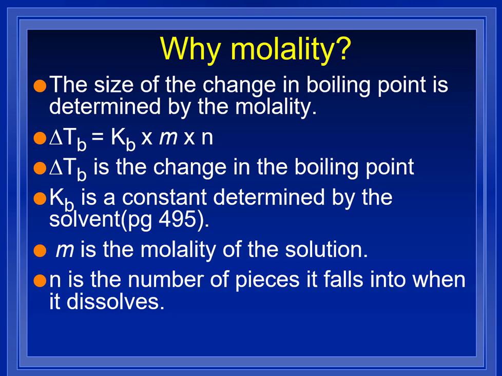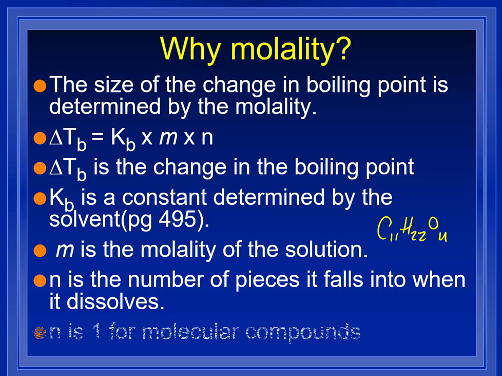What if it's not ionic? Sugar, C11 H22 O11. How many pieces is that going to make when it dissolves in water? 1. It doesn't fall apart, so you get one molecule at a time. So for molecular compounds, N is 1. I put in 1 mole of sugar, and there'll be 1 mole of sugar dissolved in my stuff.